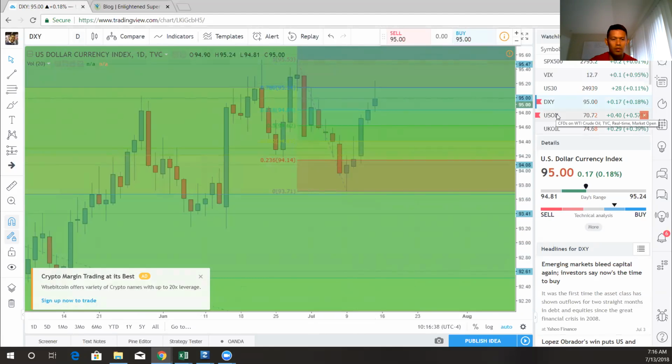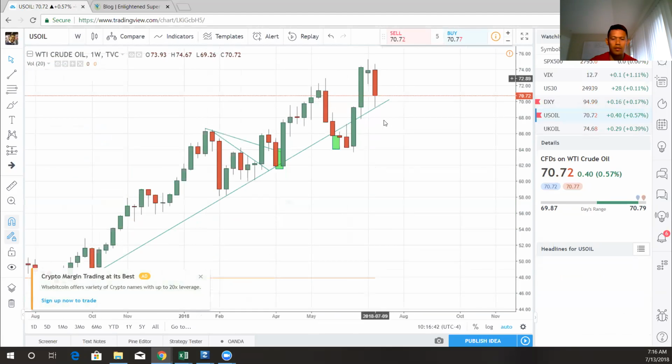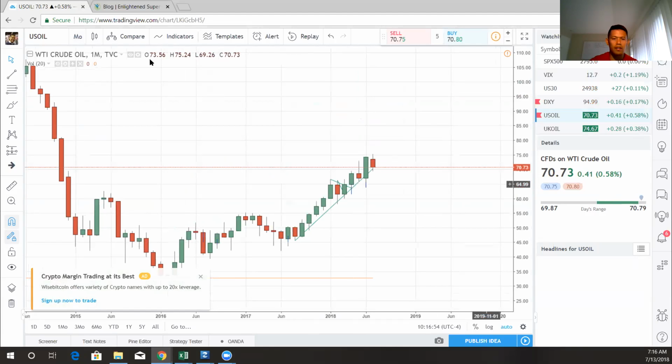So oil was basically in the money from what we discussed last week. It stabilized itself to form a correction, from a correction to a continuation. Medium to longer term, I'm still bullish with oil. Okay, there's no denying that.